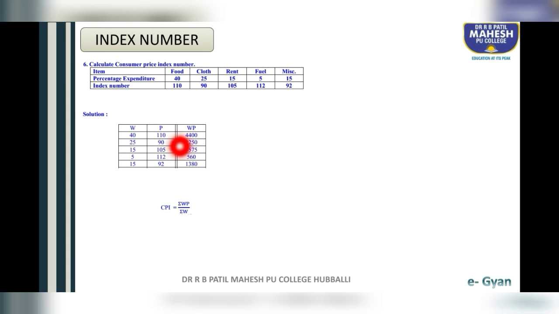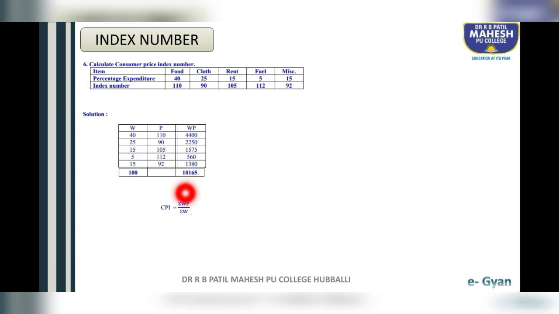40 into 110 is 4400. 25 into 90 is 2250. 15 into 105 is 1575. 5 into 112 is 560. Then the last one is 1380. So after finding WP, take the summation of this. After adding, summation WP total is 10,165. And also we want summation W total. Summation W total is 100.